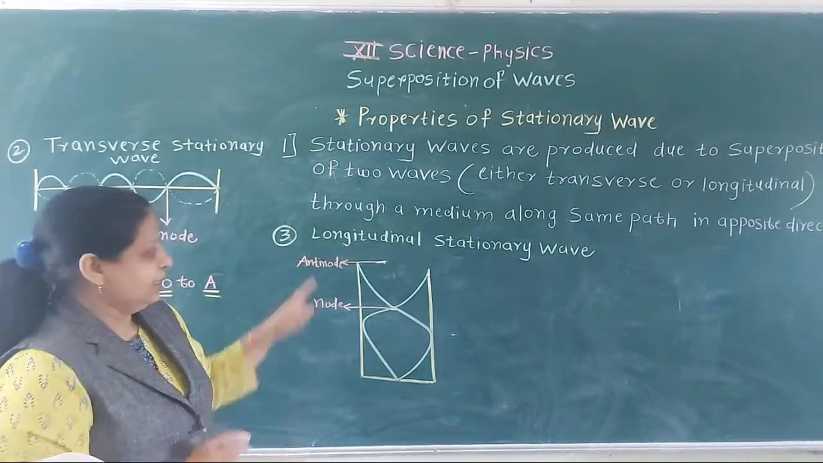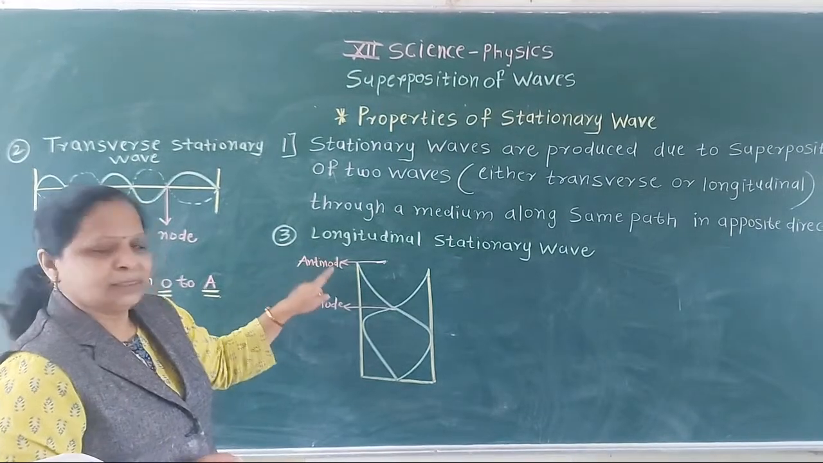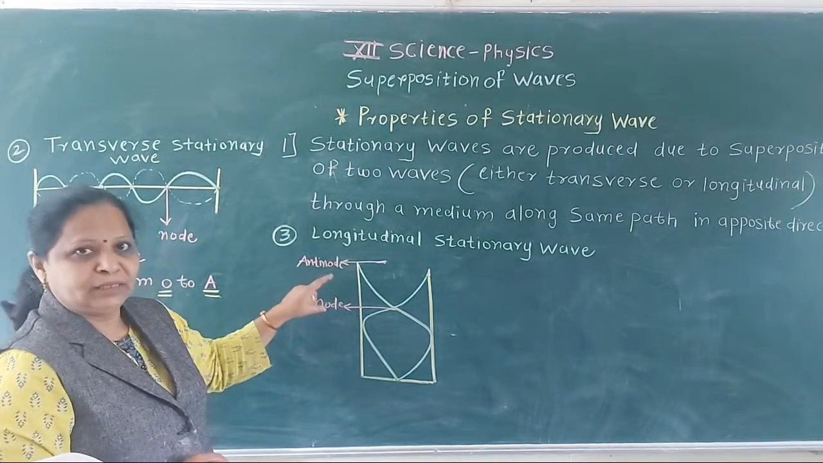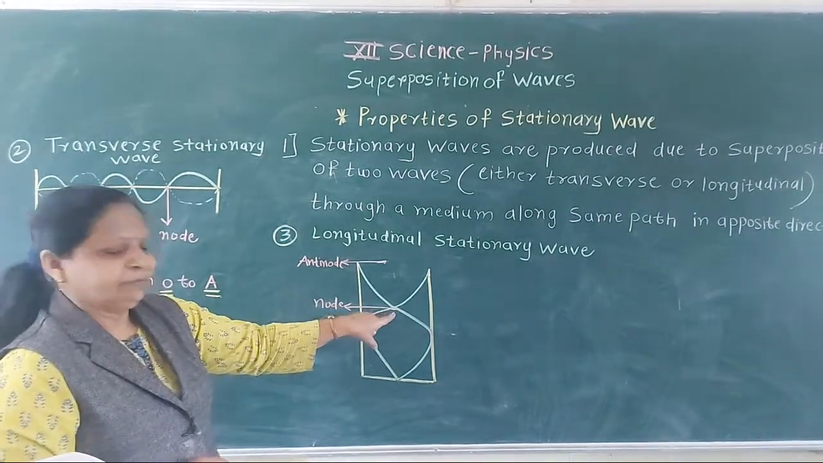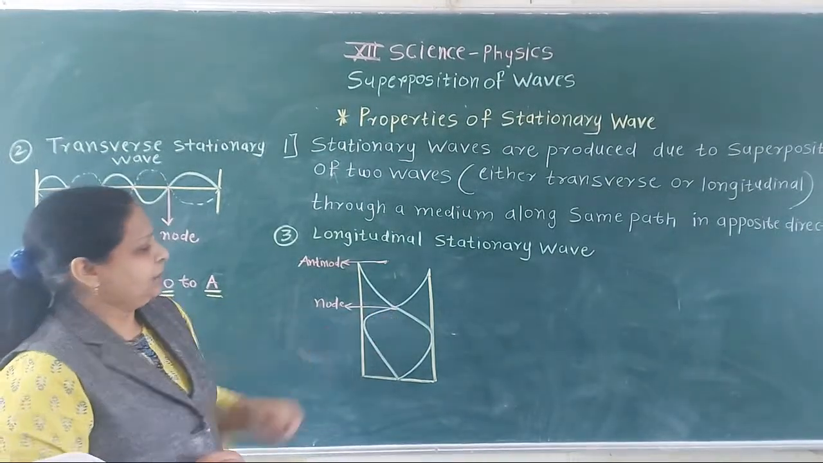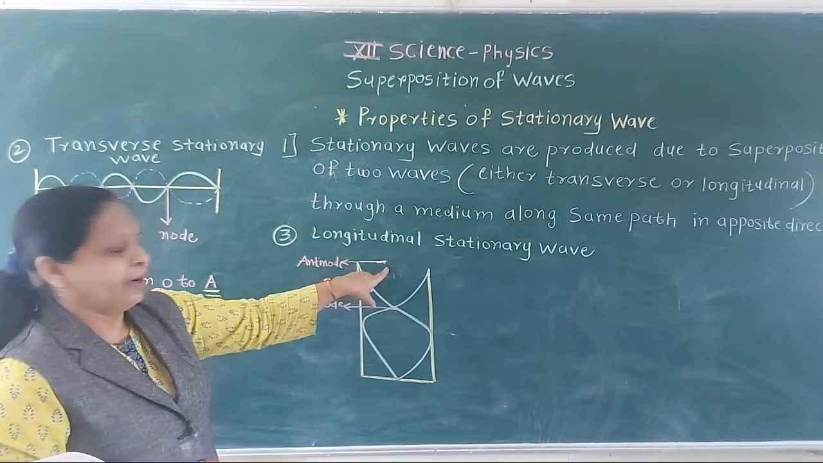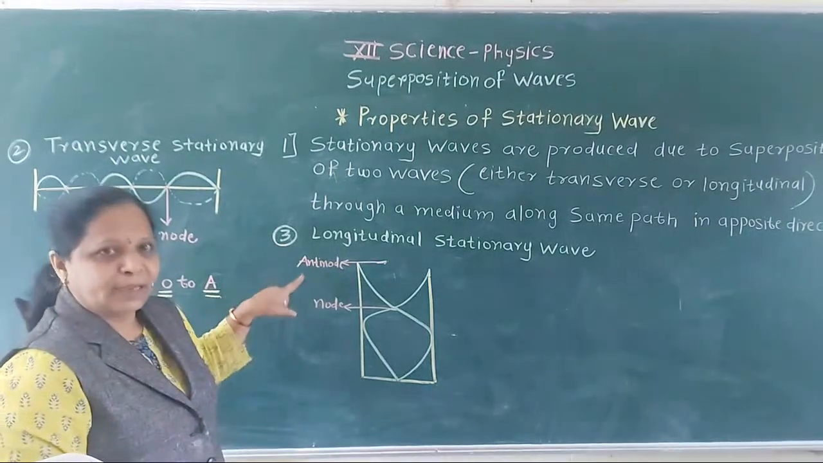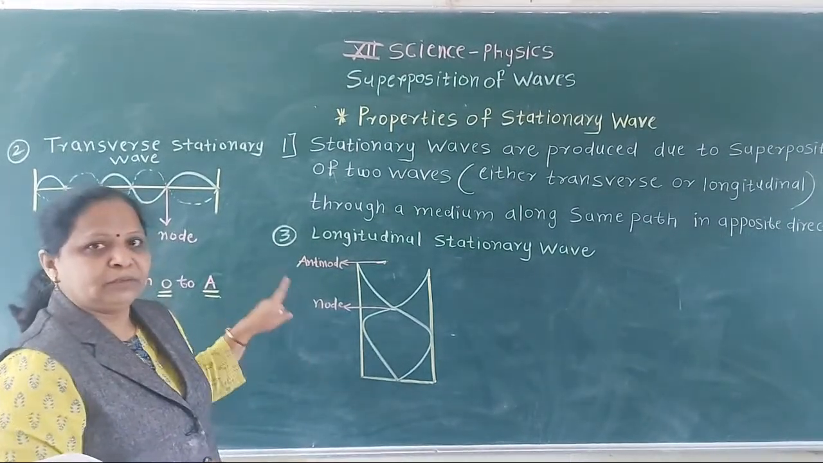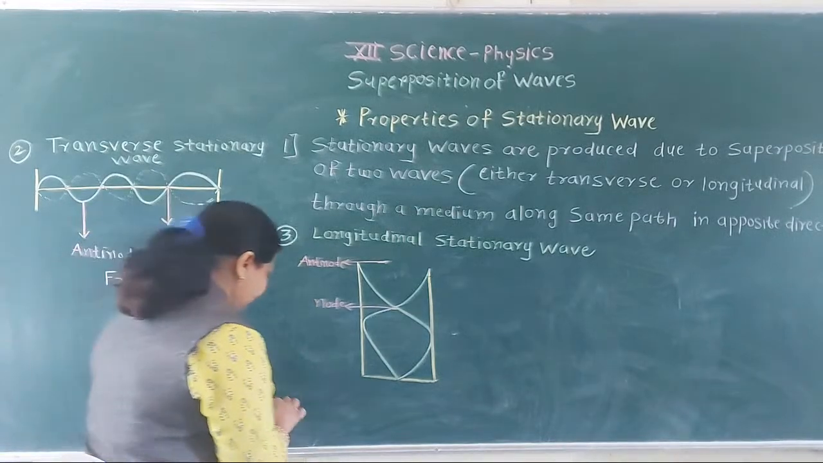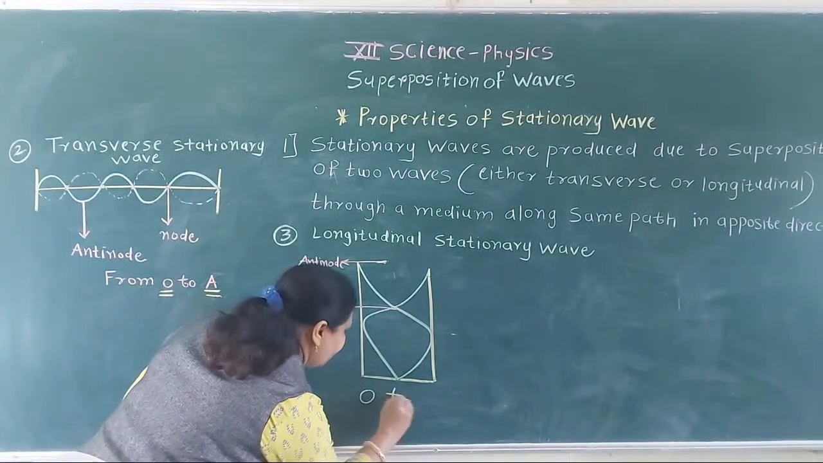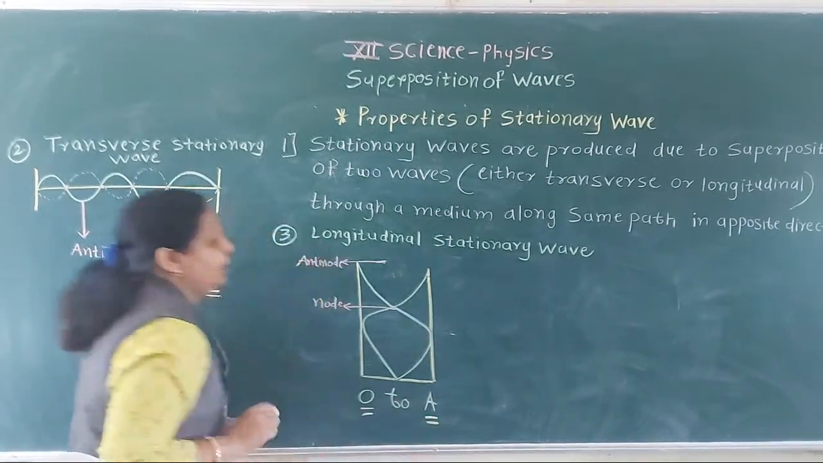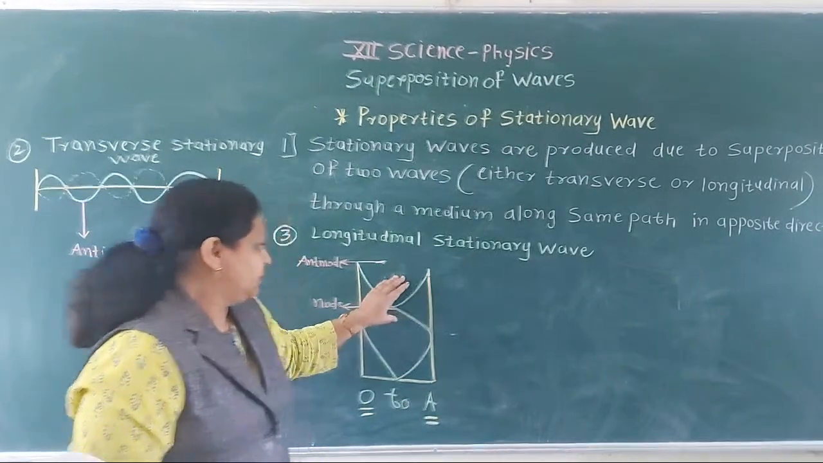Now, again in this longitudinal stationary wave, there are some points where the amplitude is minimum, and that point is known as the node. The point where the amplitude is maximum is known as the antinode. Again, from node to antinode the amplitude varies from 0 to A. And the wave propagates along the loop.